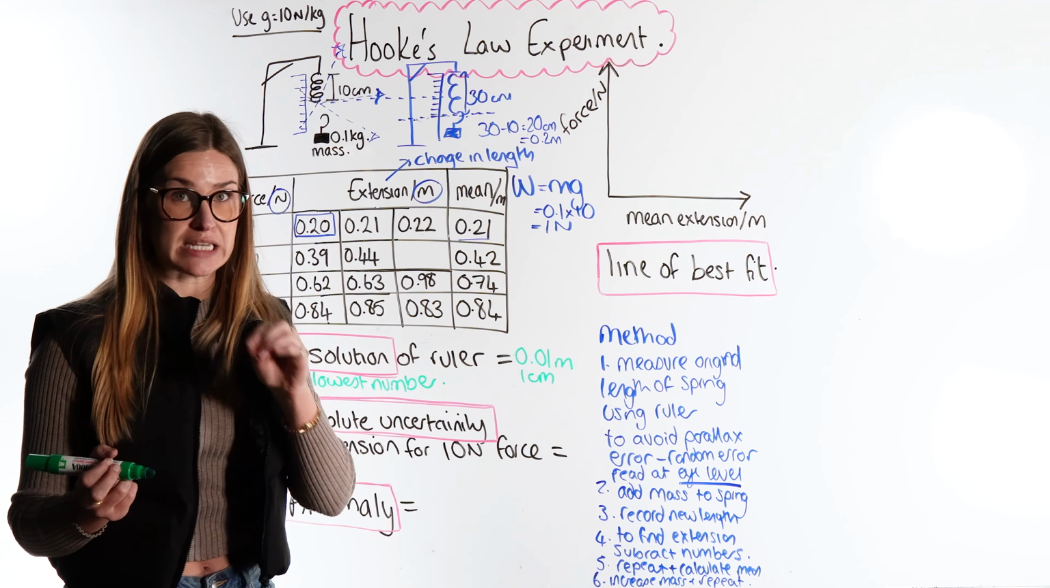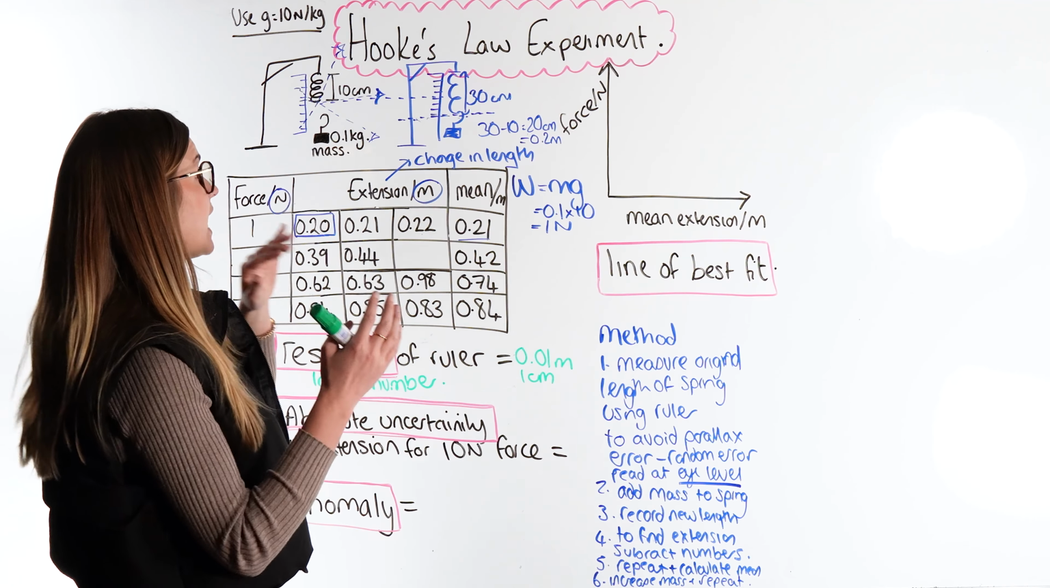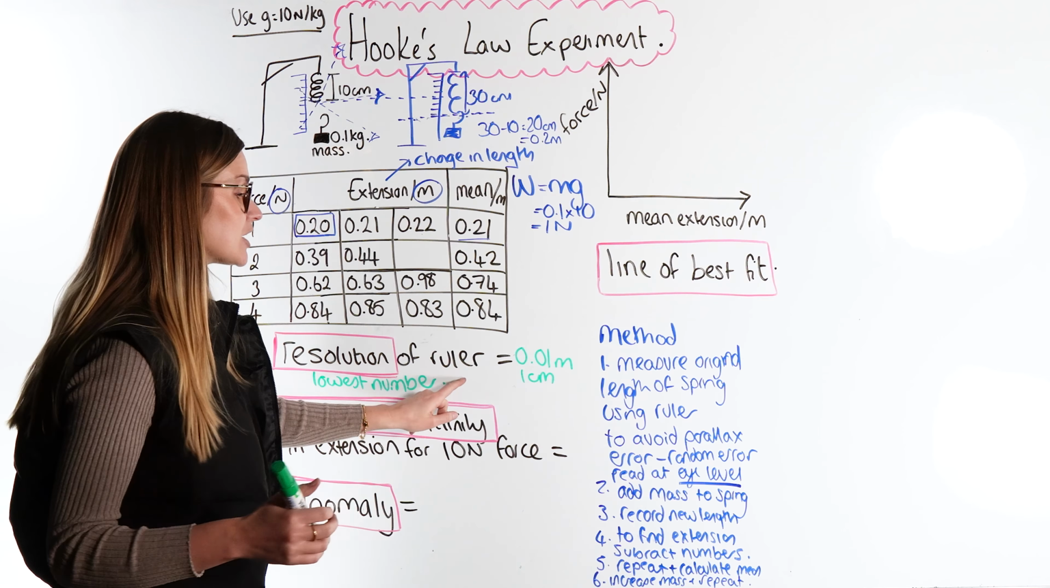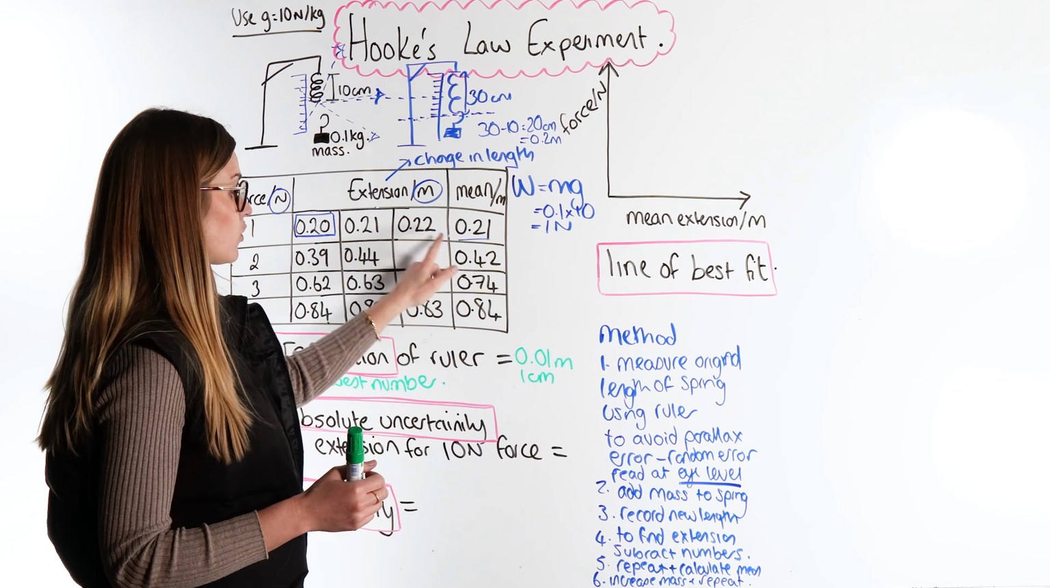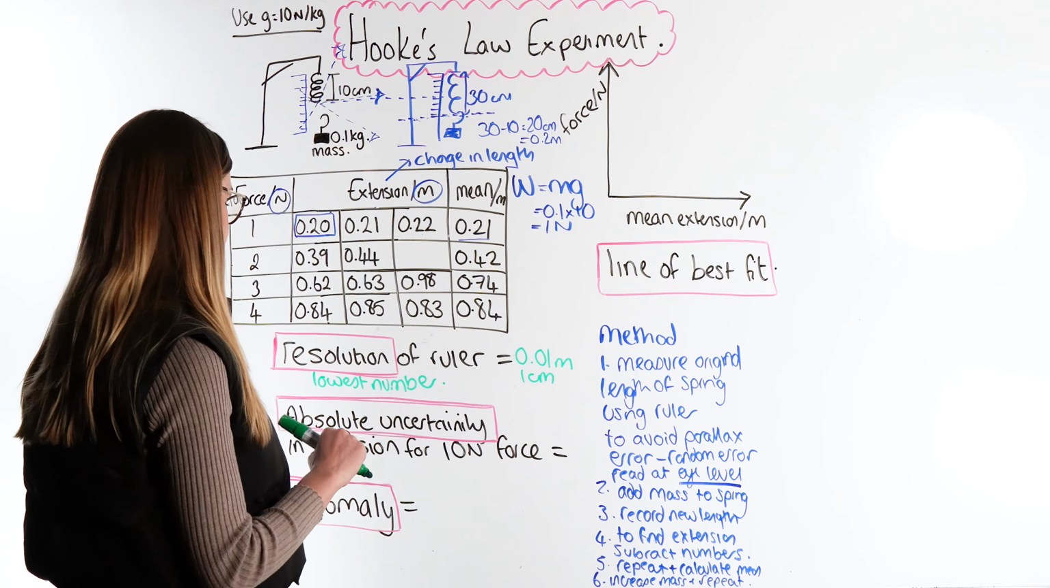So what we're likely using here is a meter ruler, right? We're not using a standard 30 centimeter ruler. We're using a meter ruler to measure this, okay? Because the lowest number I can get is 1 centimeter, 0.01 meters, okay?